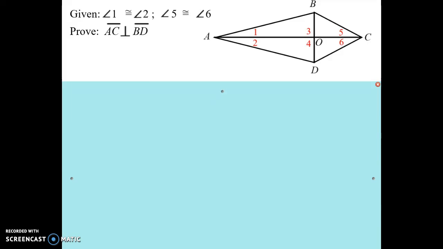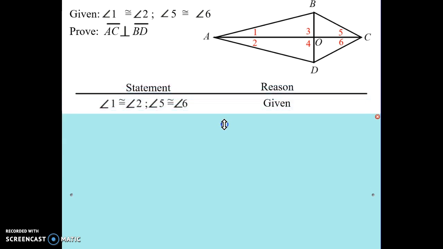Here's what I mean. Take a look at this diagram. You're given that angle 1 is congruent to angle 2, and angle 5 is congruent to angle 6. You're trying to prove that AC is perpendicular to BD. In order to prove that these two lines are perpendicular, you would have to prove that angle 3 and angle 4 are both right angles to make the perpendicular lines. So let's see how you can do that.